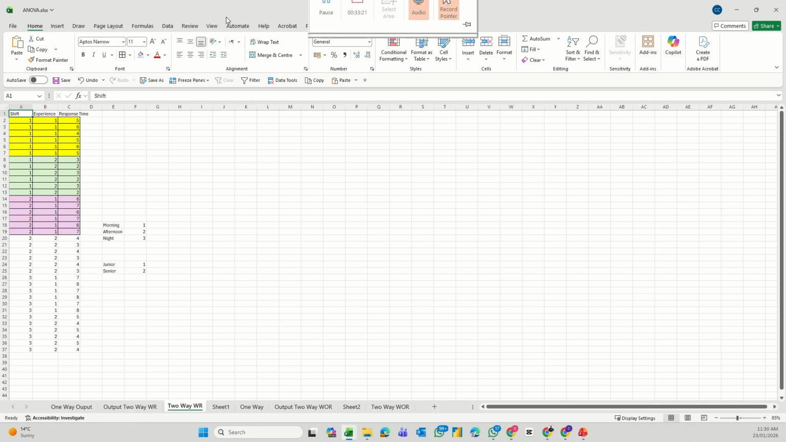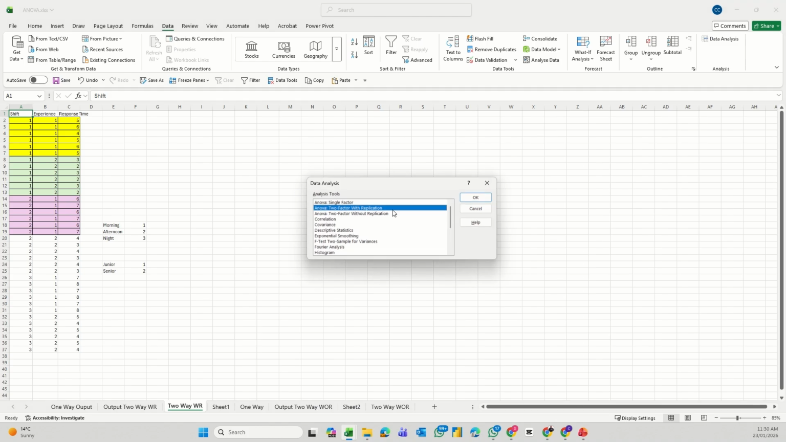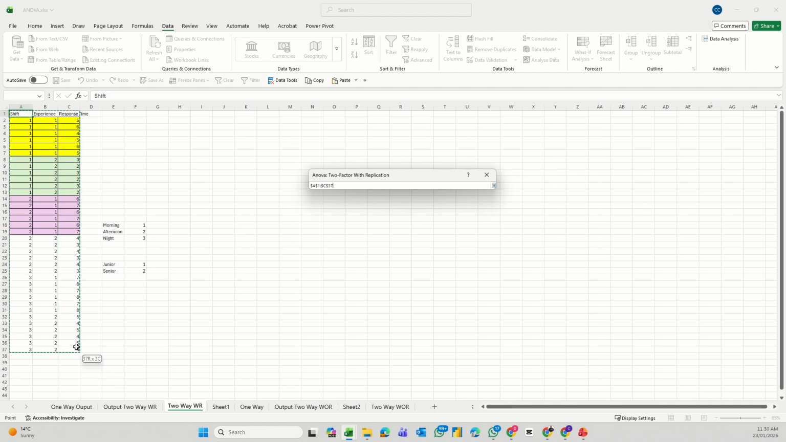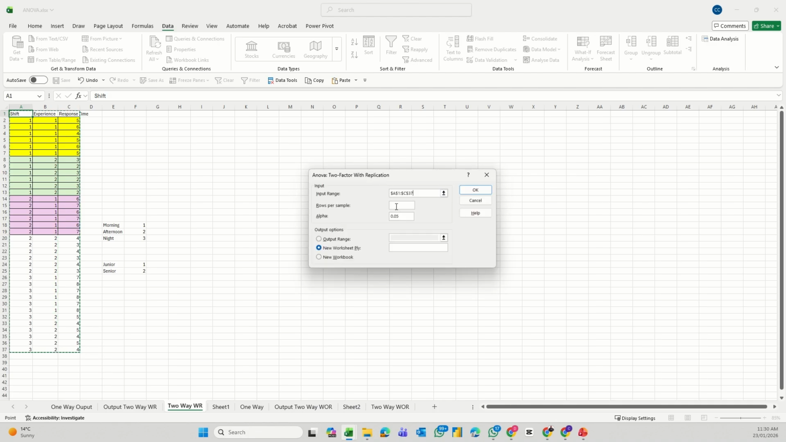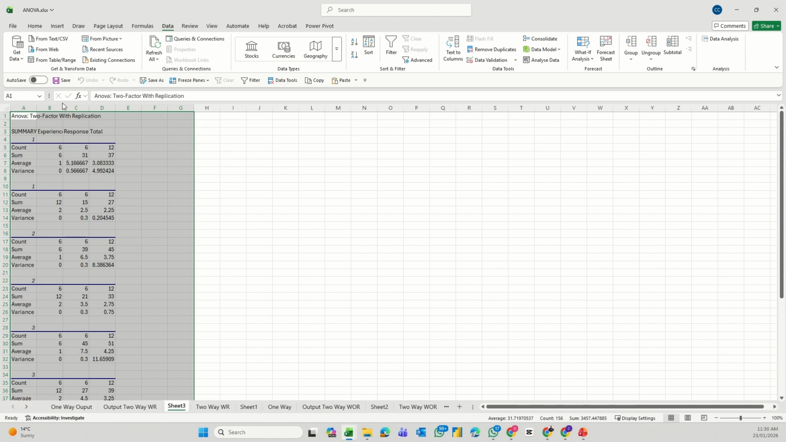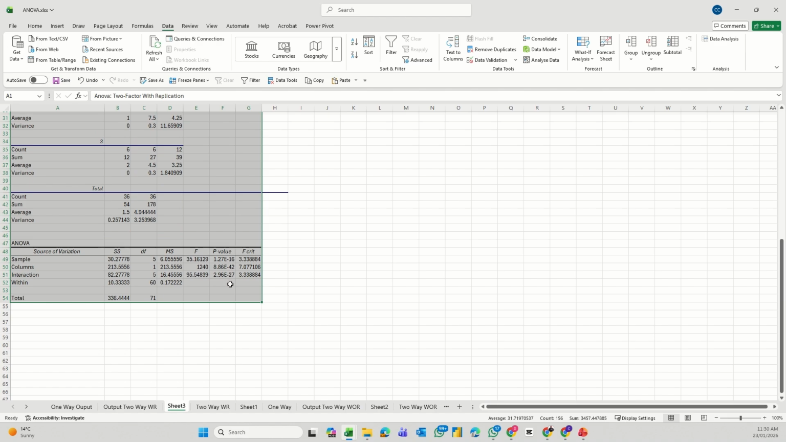So let's go to data analysis, replication, select your data, row per sample 6, alpha level, and okay. So what will you say about your result here?